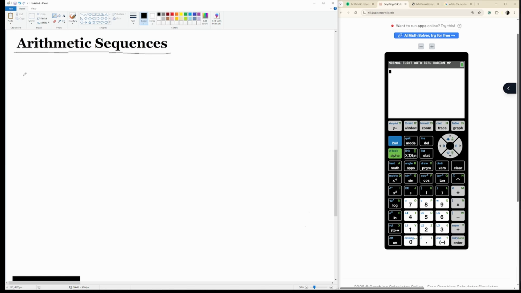And the main arithmetic sequence formula is Un equals U1 plus n minus 1 times d. This might seem a bit confusing at first, however, if I explain it, you'll definitely understand. So U1 is essentially the starting point.